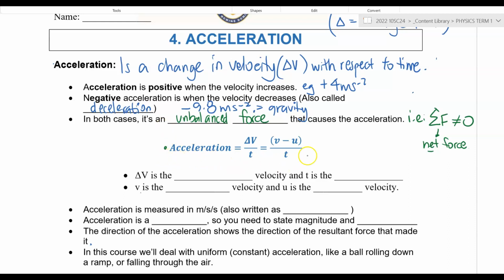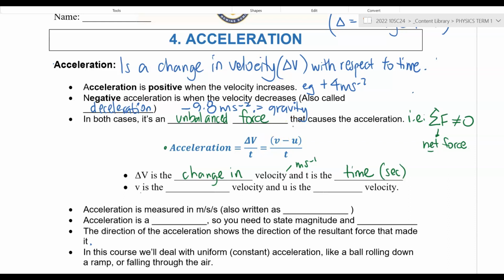Here's our formula, and let's look at what it means. Our acceleration is our change in velocity, remember that delta V, over time. So delta V, you should be able to get this one easily, is the change in velocity. T, of course, is the time. Time's measured in seconds, and if we go back a little bit, change in velocity is measured in meters per second. If we look here, our change in velocity can be expanded to v take u.